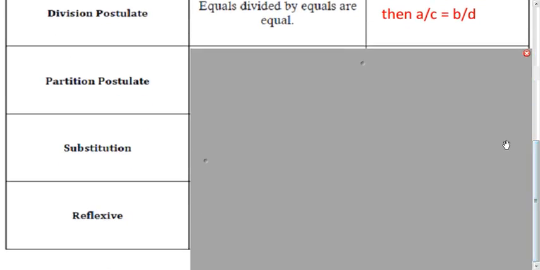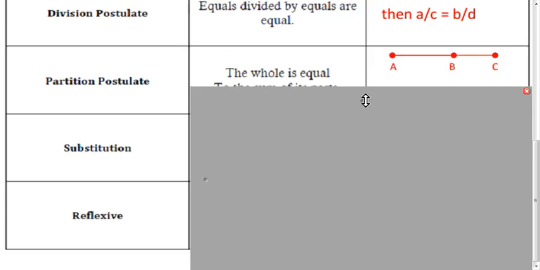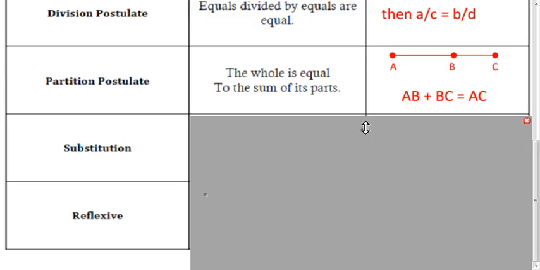Partition postulate. Right? When you partition something, you cut it into pieces. And when you put all the pieces together, that would be the same as the whole. So for example, in geometry, we could say that AB plus BC is AC. Right? Those are the two pieces. Put them together, you get the whole thing.